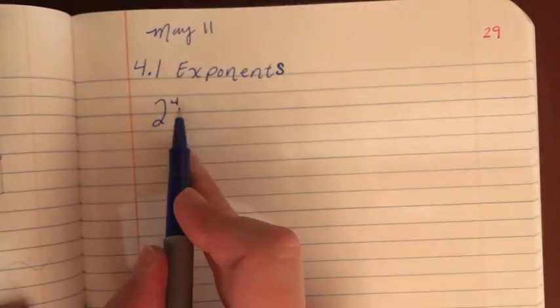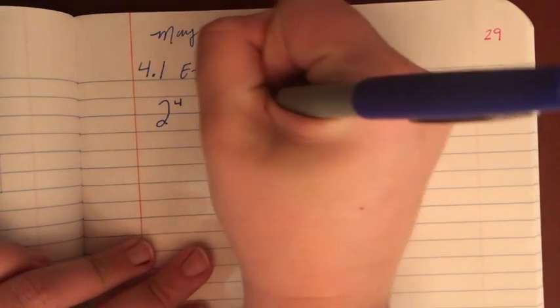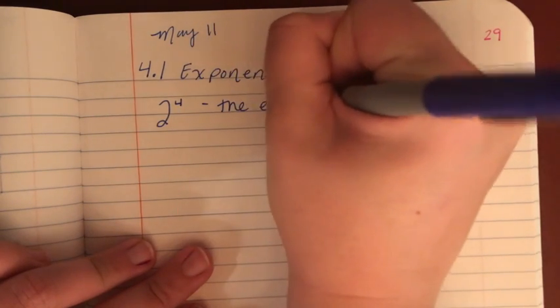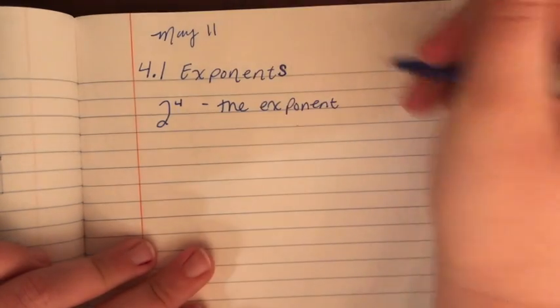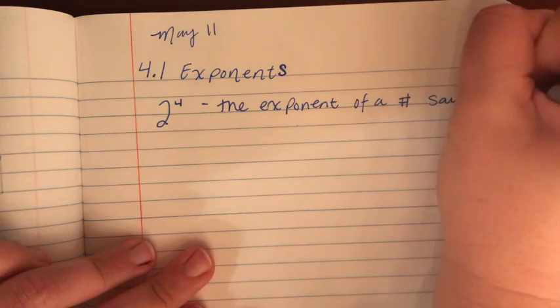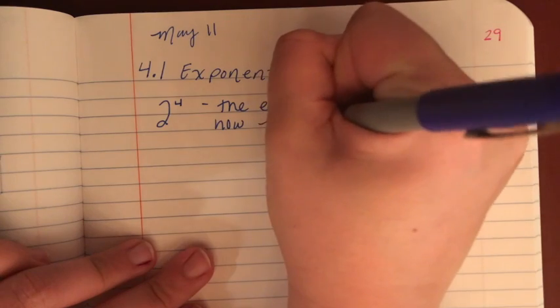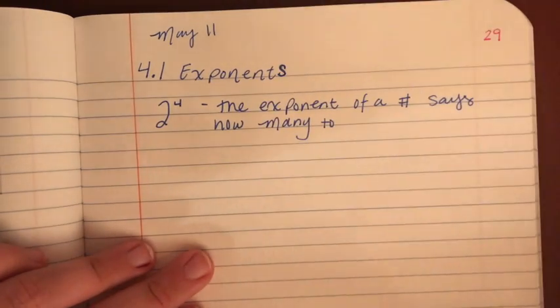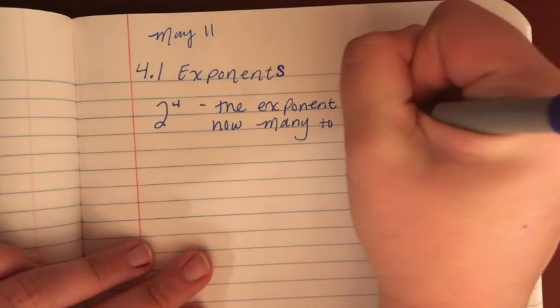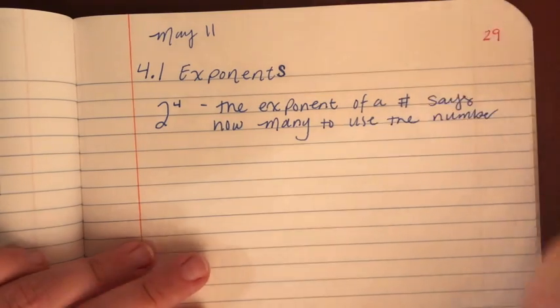Okay, so if I were to write 2 to the 4th power, the 4 here is called an exponent, and the exponent of a number says how many to use the number in multiplication.